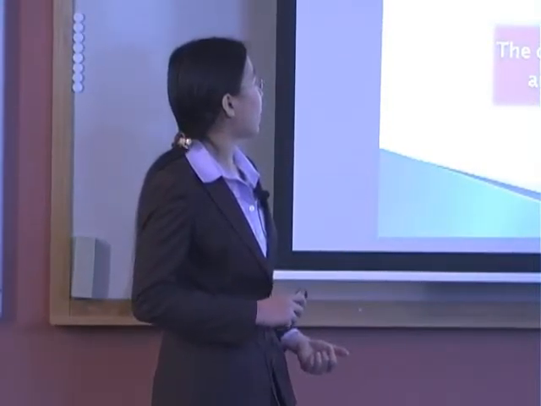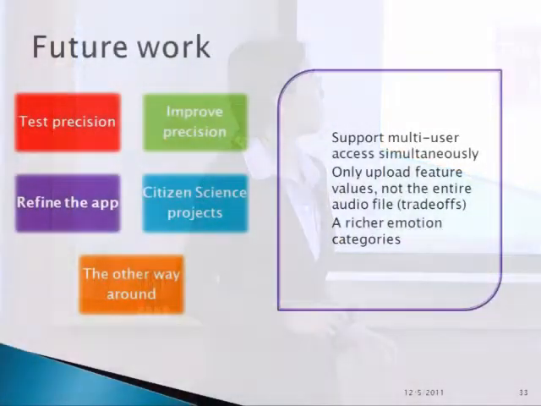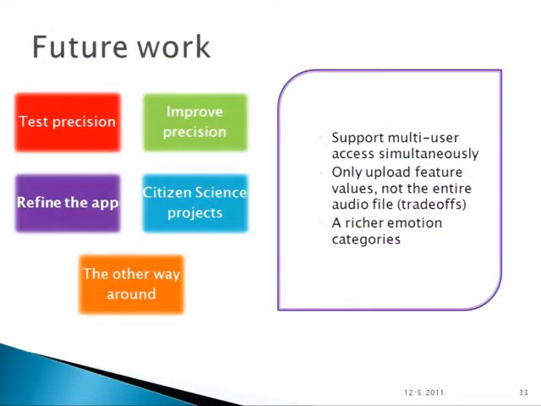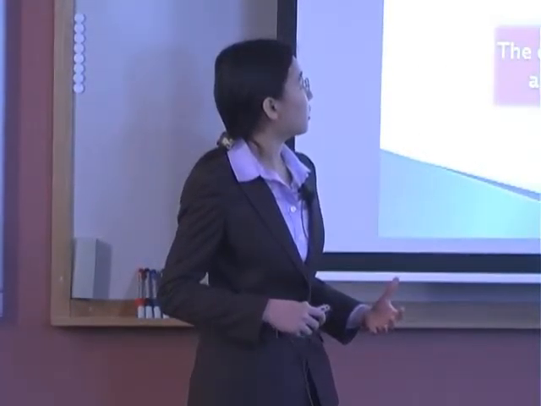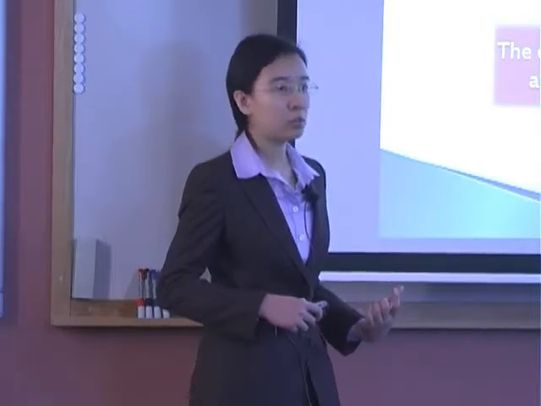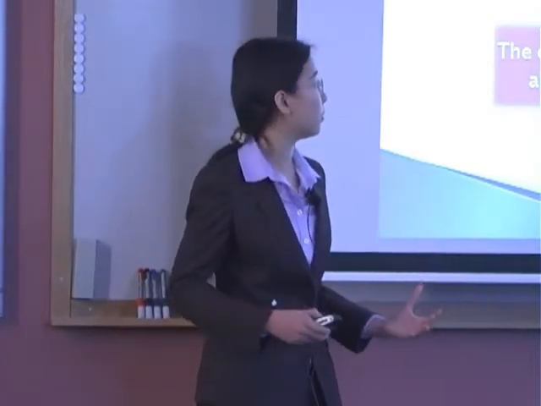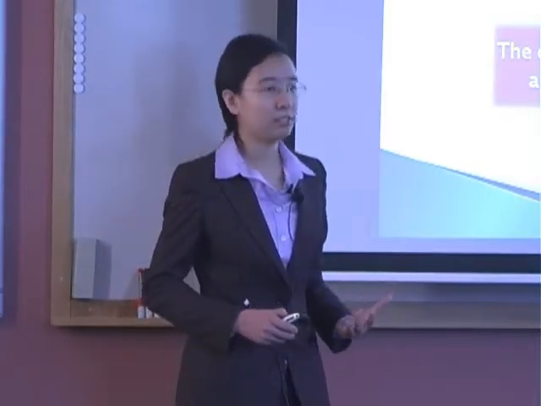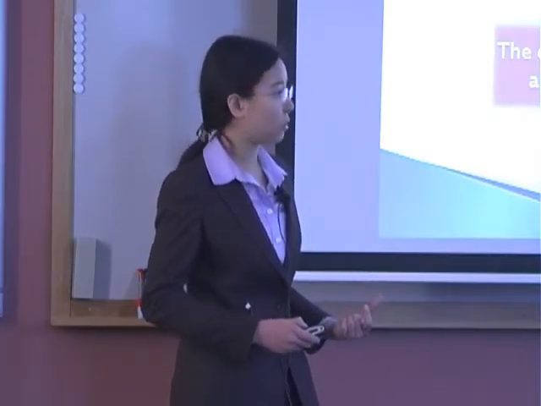Third one is to refine the app. Currently, only one user can use it at one time. So we want to support multiple users accessing the application simultaneously. Another point is that we want to study the trade-off for the 2 ways, like I mentioned before, whether we do all the computation on the server or we split the task on the server and on the phone. And also, besides happy and sadness, we want to support more emotion categories, for example, like angry.